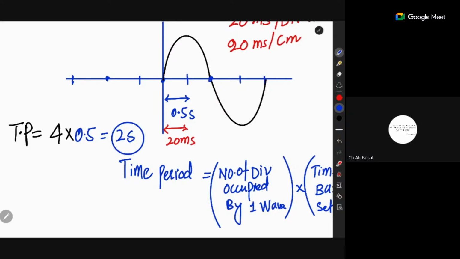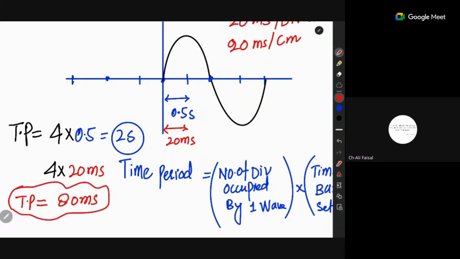Yes, sir. But if the time based setting is changed now and you have the same wave, and for that time based setting you have 20 milliseconds for one division, so what will be the time period now? 80 milliseconds. You got this point? So same wave is showing different things. Is it clear to everyone? Yes, sir. Same amount of wave is showing you two different time periods.